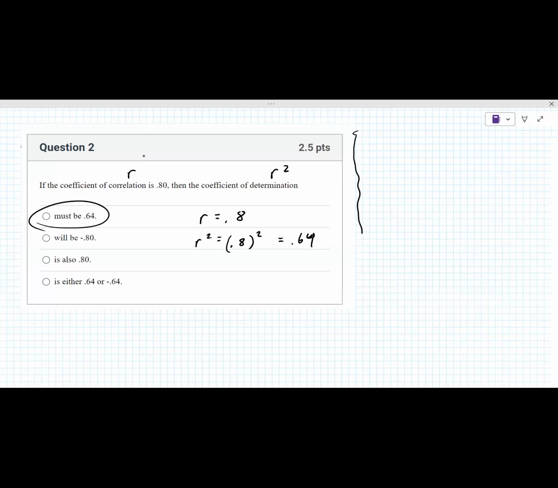This problem is related to the one where, if it was flipped and they were giving you the coefficient of determination, then the correlation coefficient would be plus or minus. The reason is, if they tell you R squared is 0.64, when you take the square root of R squared, you get plus or minus 0.8. So it depends on the direction you're going for that answer.